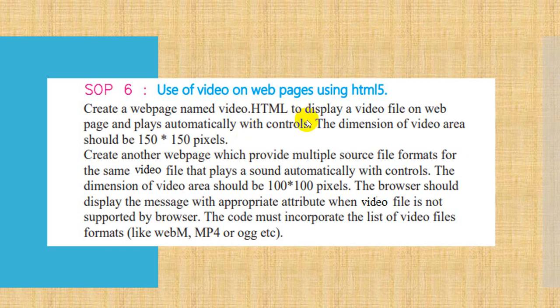Then we have used the dimension of the video area, that is the size of our video frame. We have taken 150 and 150. Okay student, now we have to switch to the second part of our question, that is to create another page which provides multiple source file formats for the same video file, that plays a sound automatically with controls. The dimension of the video area should be 100 into 100 pixels. The browser should display the message with the appropriate attribute.